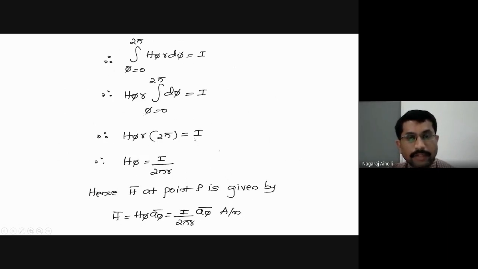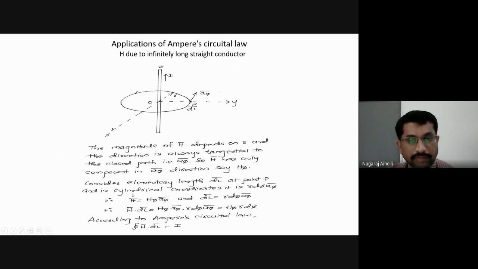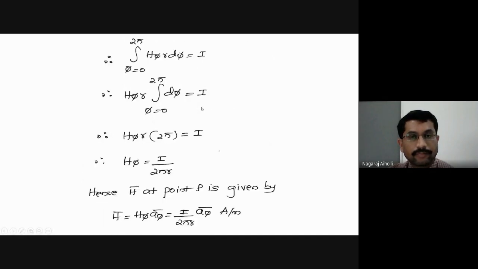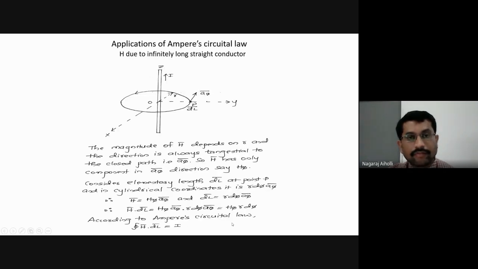H phi times R times 2 pi is equal to I, or H phi is equal to I divided by 2 pi R. Hence H bar at point P is given by H bar is equal to H phi A phi bar. Magnitude is H phi and its direction is along the tangential direction, that is A phi bar. Yes or no? That is H bar is equal to H phi A phi bar, where H phi is I divided by 2 pi R, and A phi bar ampere per meter. And hence the magnetic field intensity H bar is equal to I divided by 2 pi R A phi bar ampere per meter for the infinitely long straight conductor.